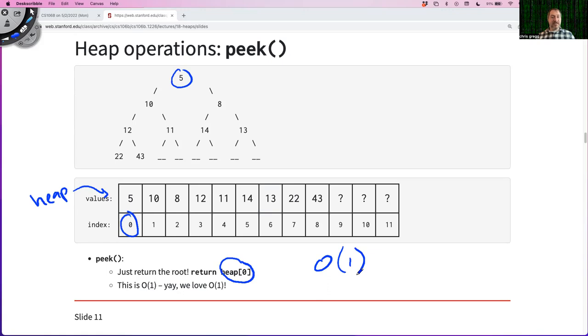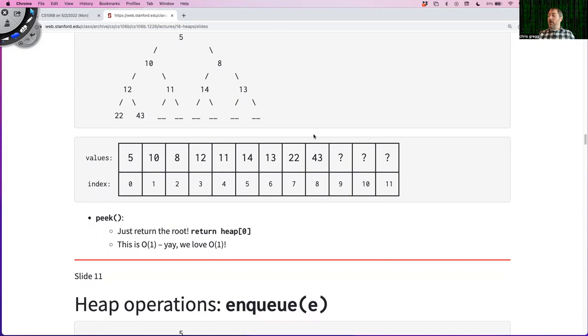You don't have to look through anything to figure out what the highest priority element is in a heap. You just say, give me the value at zero. It doesn't matter if there's a billion elements in this heap. It is still constant behavior. We love constant behavior. Constant behavior is the holy grail of big O analysis. It's instant. So this is one of the reasons heaps are great data structures, because it gives you a peek instantly.